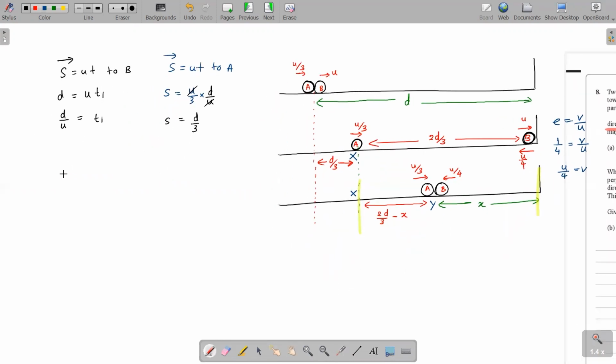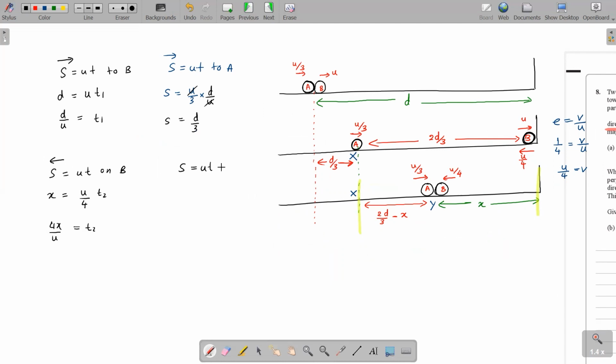Okay, so let's do it again. What do we need to do now? Again, we will use s equals ut on B. This time it's moving backwards, so I will use backwards as positive. The distance is x. u is u over 4, it's now moving with the speed u over 4. Time is t2. So t2 is 4x over u. Do you agree?